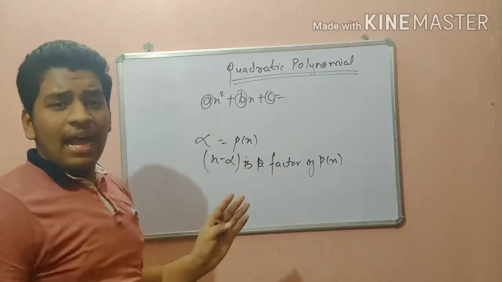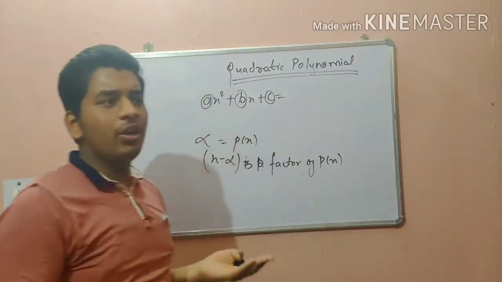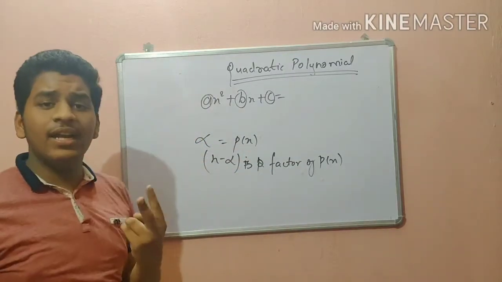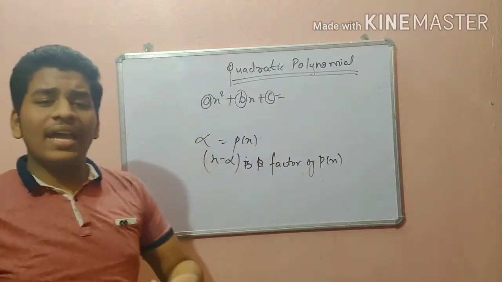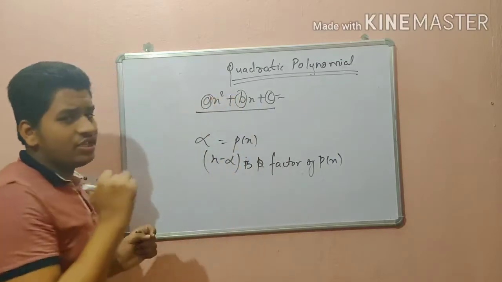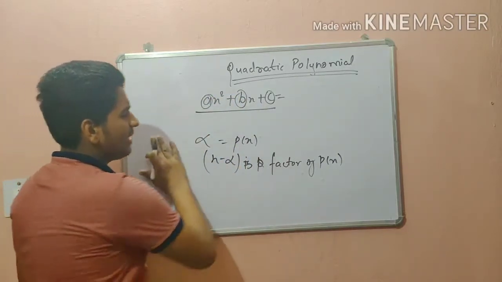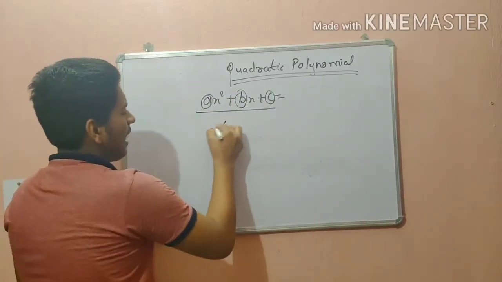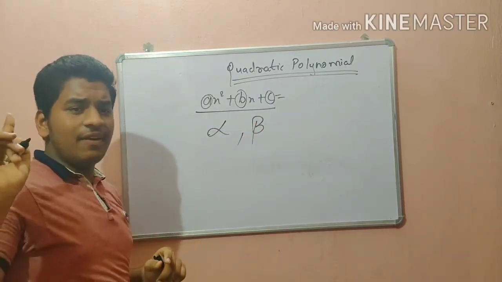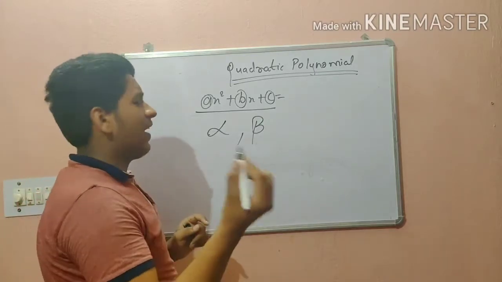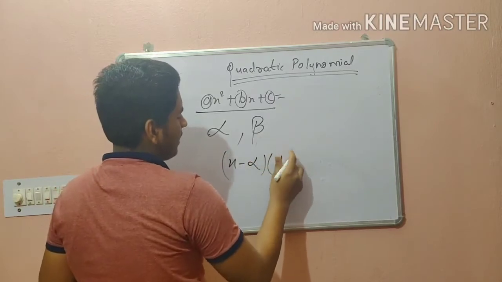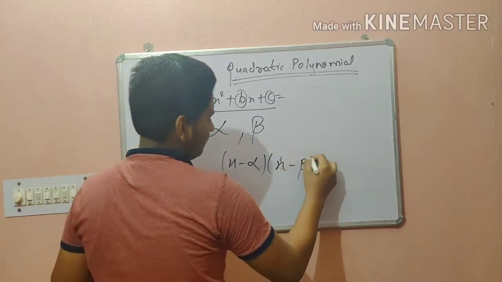The highest degree of any polynomial indicates the number of zeros for the given polynomial. If the highest degree is 3, there will be 3 zeros. If the highest degree is 4, there will be 4 zeros. In this the highest degree is 2, so there will be 2 zeros. Let us consider the zeros to be alpha and beta. As in the 9th class, x minus alpha is a factor, so similarly we will write x minus alpha and x minus beta.